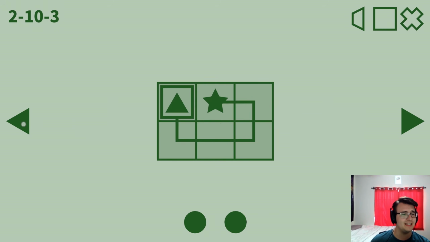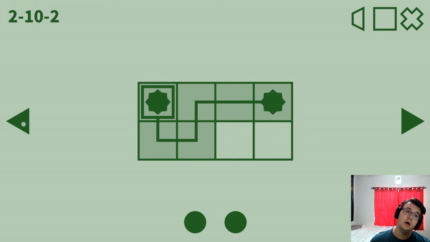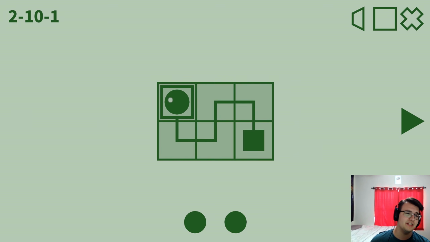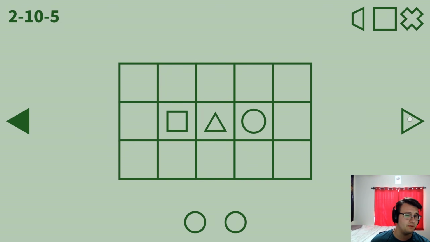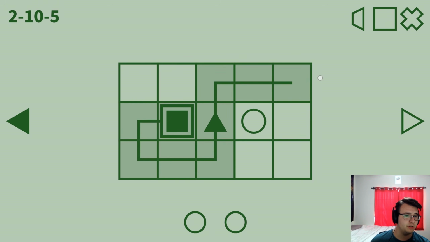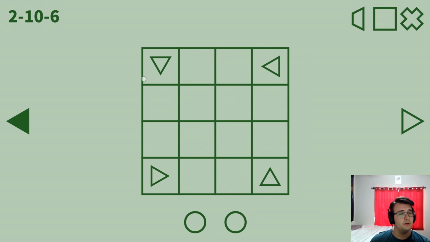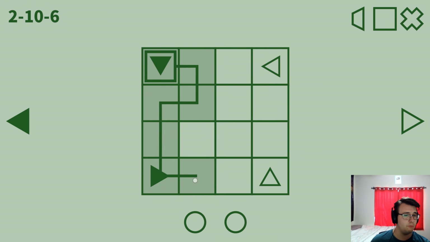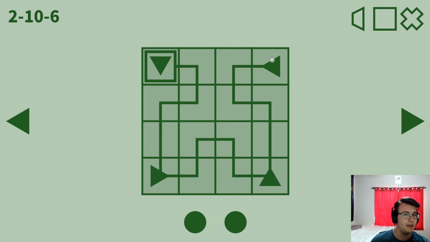Maybe 4 spaces in between each. Ooh. Yeah. What if it's a shape? 4 spaces, then a shape. Shape. 1, 2, 3, 4, shape. Okay, that could be it. Shape. 1, 2, 3, 4, shape. 1, 2, 3, 4. Yeah.